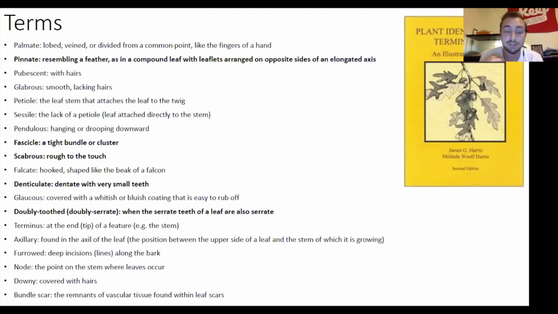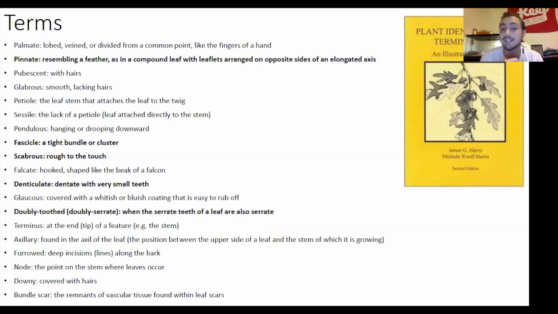A fascicle is a type of bundle or cluster. This is very apparent in pine trees. Pine needles are always grouped together in clusters, and that cluster is called a fascicle. So scabrous, rough to the touch, very apparent when we talk about our elms, when we are discussing how the leaf feels. Denticulate, which refers to dentate with very small teeth.